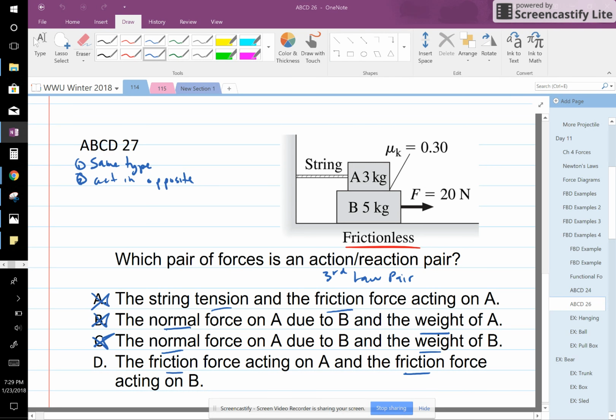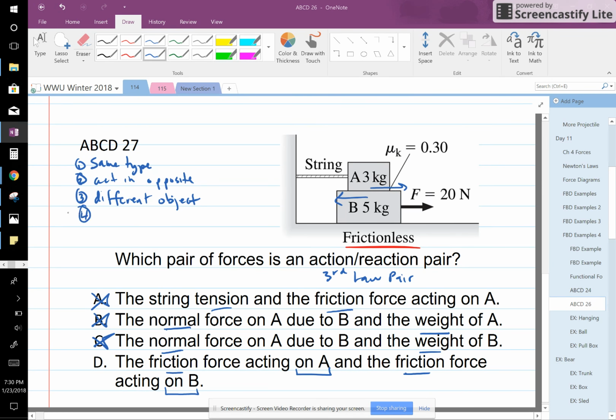It's opposing the motion going to the right, so the frictional force on A has to be going to the left. If all of block B is trying to move to the right, then the frictional force on A would have to be trying to go to the right, which is counteracting the tension force from the string. So those two arrows are going in opposite directions. The third condition is the two forces act on different objects. Okay, and that's clearly stated because it's stating A on A versus on B, so those are two different objects.